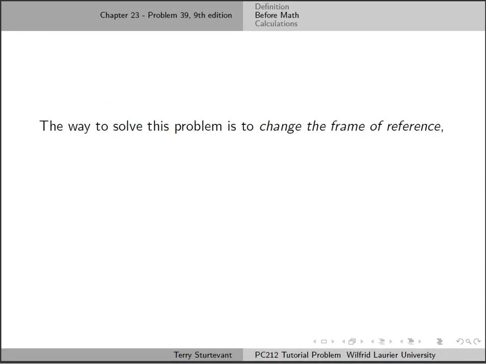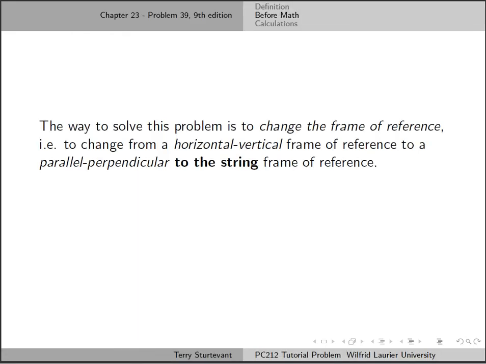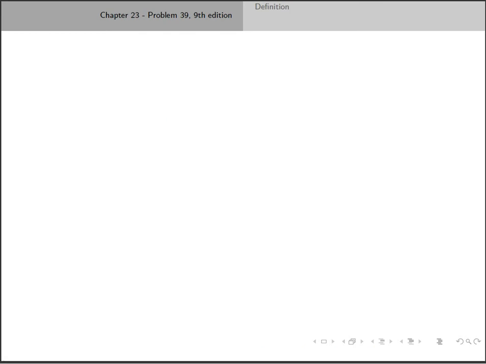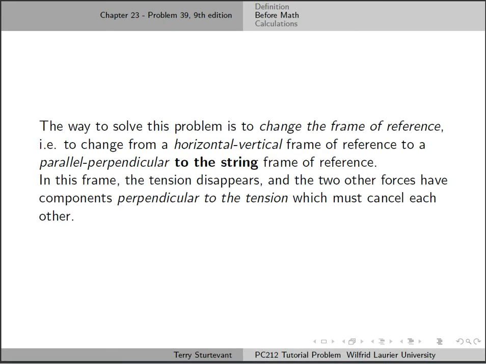What we have to do is change the frame of reference. Instead of using the lab frame of horizontal and vertical, if we change to a frame of reference oriented about the string so that we look at forces parallel and perpendicular to the string, then the tension will only have a force along the string, and so the gravitational force and the electrostatic forces will both have components perpendicular to the string, and those two components must cancel out.